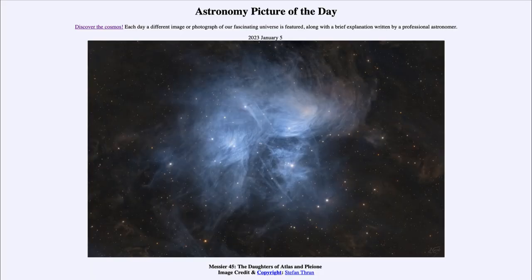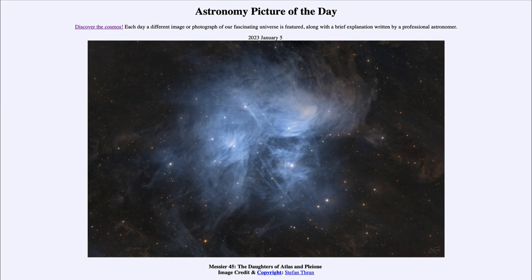One of the things that I like to do in each of my introductory astronomy classes is to begin the class with the astronomy picture of the day from the NASA website that is apod.nasa.gov/apod. And today's picture for January 5th of 2023, well, it is titled Messier 45, The Daughters of Atlas and Pleione. So what do we see here?